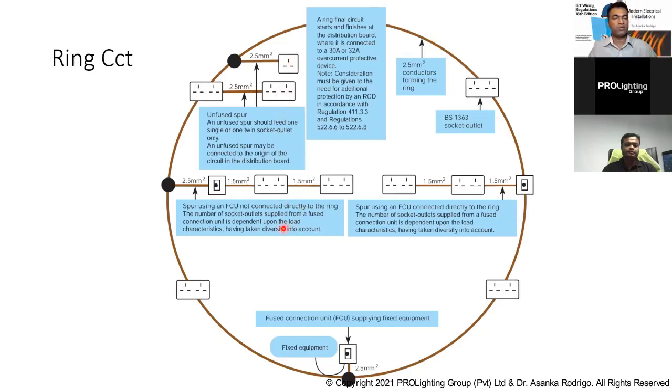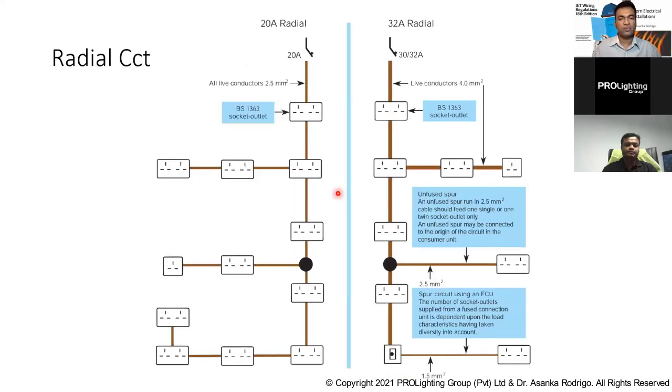If you want to extend more than that, then you have to put an overcurrent protective device, or circuit protection, and with the circuit protection you can extend to an additional socket outlet. So this is the ring circuit, and similarly you can have the 13 ampere radial circuit. If you have a 13 ampere radial circuit, that should be wired with 4 millimeter squared, and if it is a 20 ampere radial circuit, that should be wired with 2.5 millimeter squared.